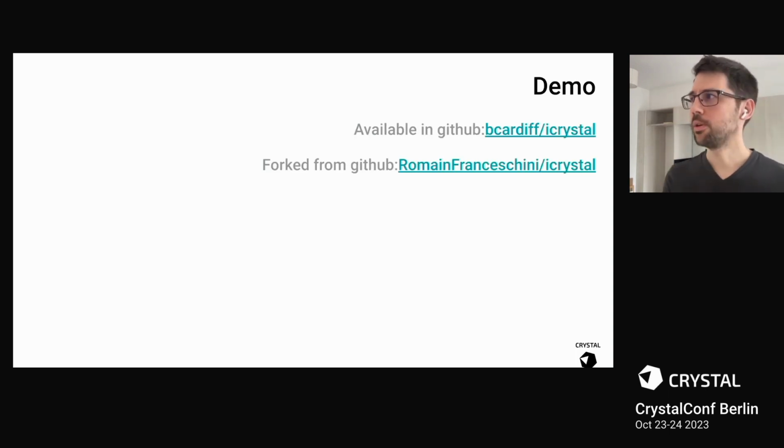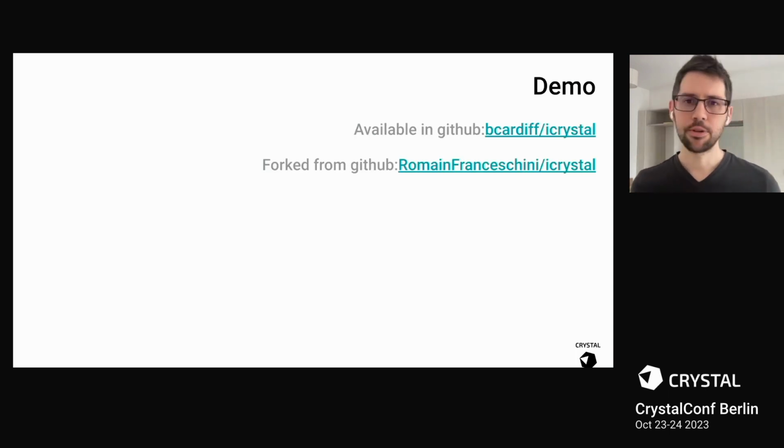The things that are going to be presented live in this repo, the Cardiff /iCrystal. It is forked from this other repo, and a big shout out to it. Without that repo, I wouldn't have started with this, because I didn't know how to start with this Jupyter notebook protocol that I need to implement. But having this as a start was really, really great.